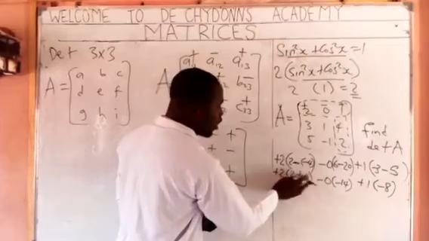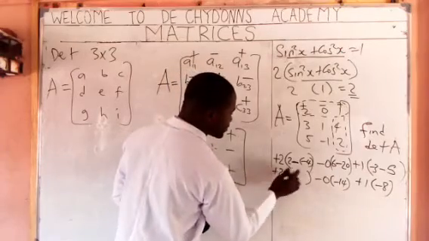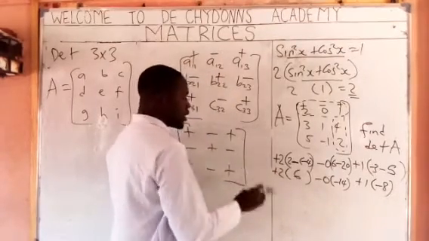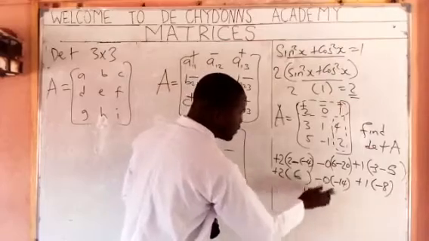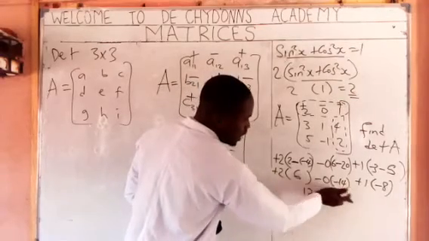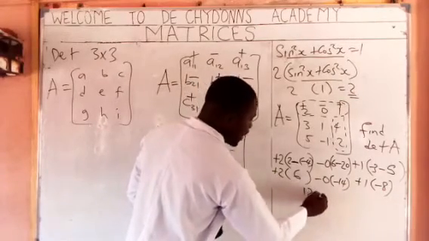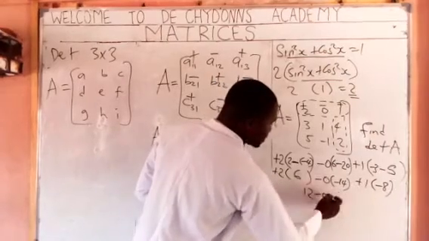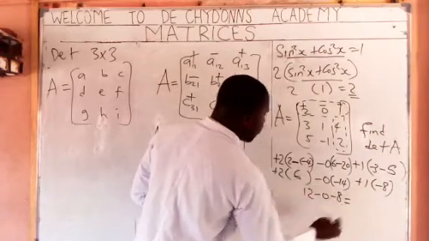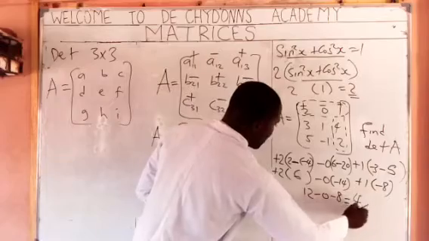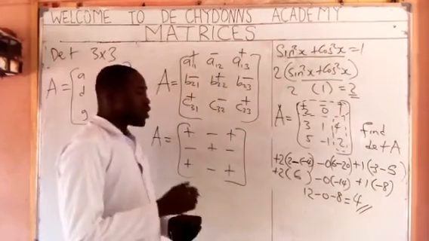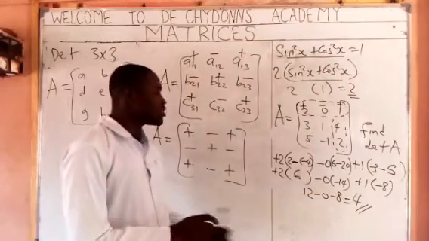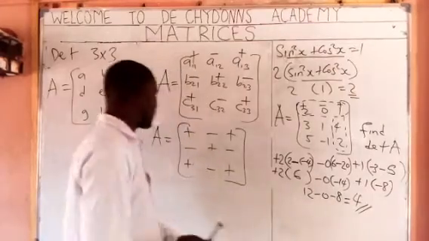So 2 plus 4 will give you 6. Okay, 2 times 6, 12. 0 times this, 0. Then minus 0. 1 times this, minus 8. That will give us 4 as our answer. So the implication is that the determinant of this is 4.